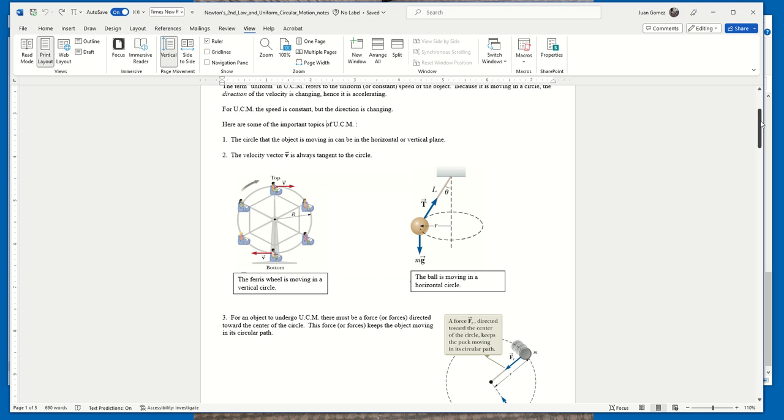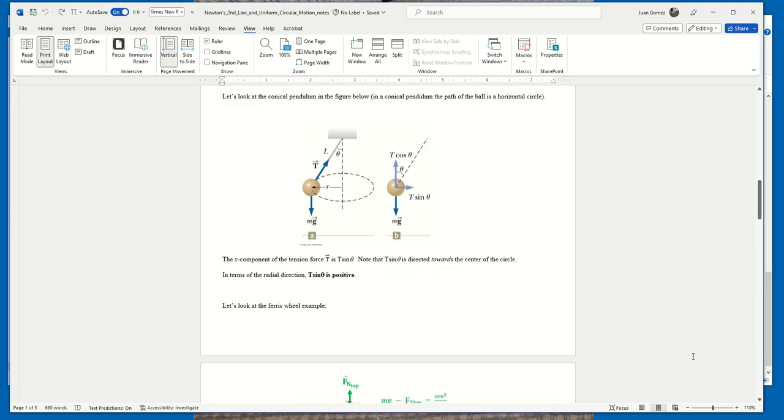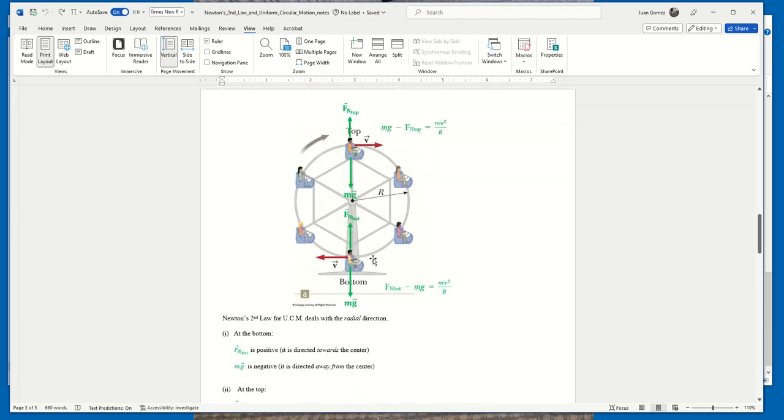So let's forget what I said about treating the chair and the rider as one object. We're just looking at the forces acting on the person sitting in the Ferris wheel chair. Let's look at the person first. Here, the Ferris wheel is rotating, in this case, clockwise. And let's look first at the forces acting on the rider when they're at the bottom of the Ferris wheel.